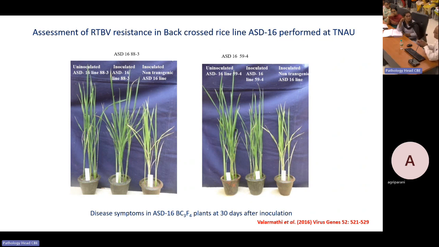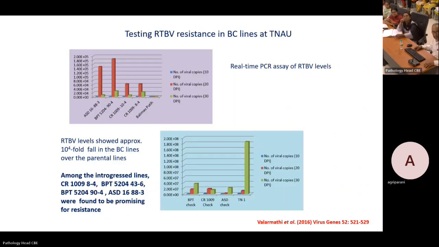The transgene is being transferred from the same parent to various varieties, but some of them express the transgene well and show good resistance, but some of them do not express the transgene well, they do not show good resistance. So this is again some more evaluations, real-time PCR for virus levels.